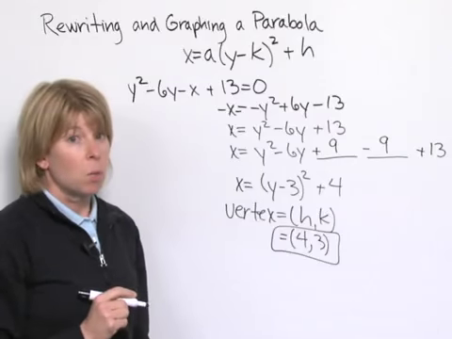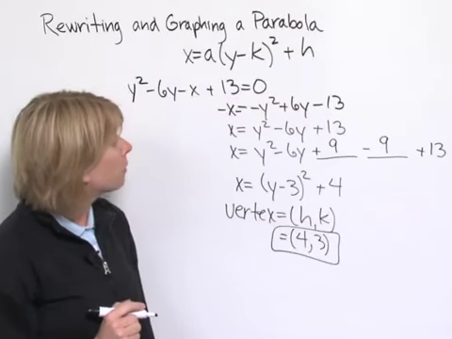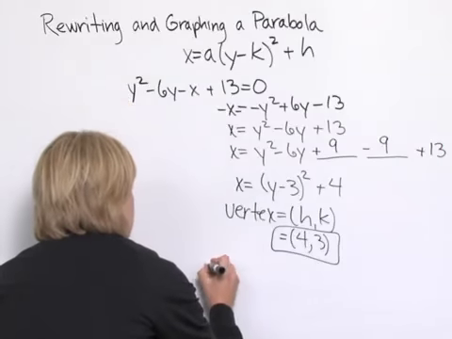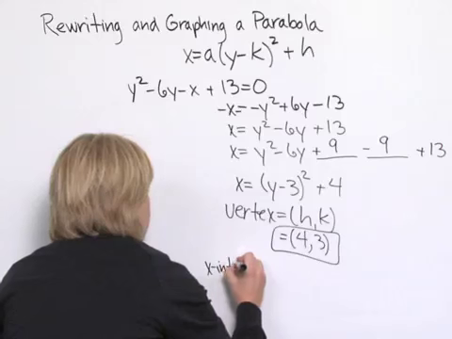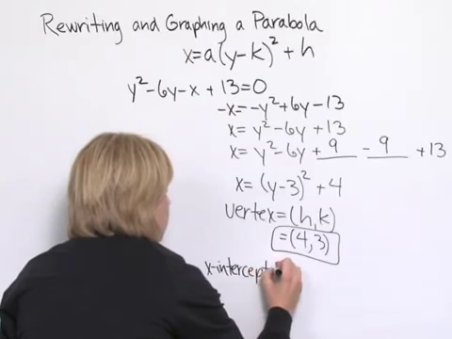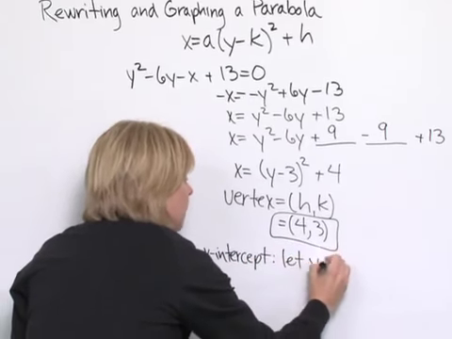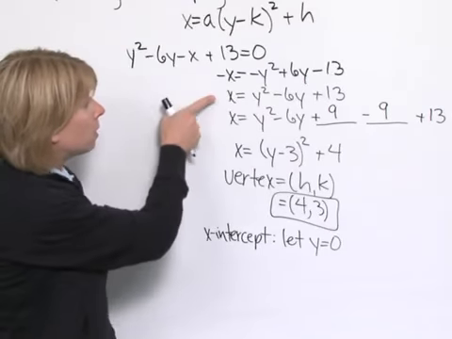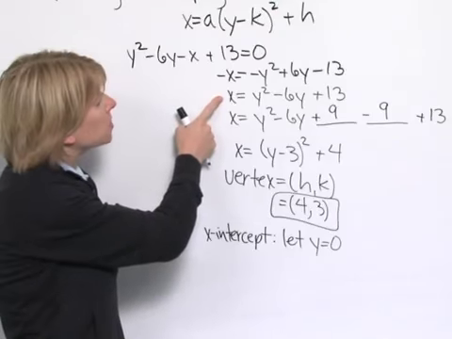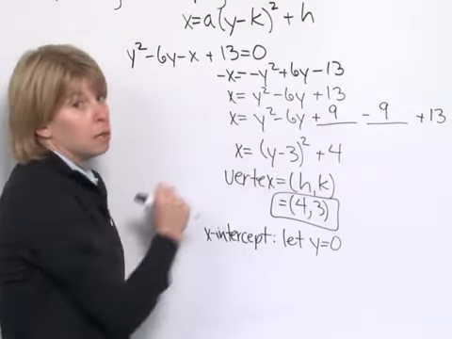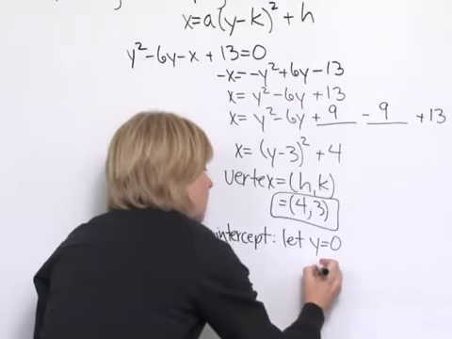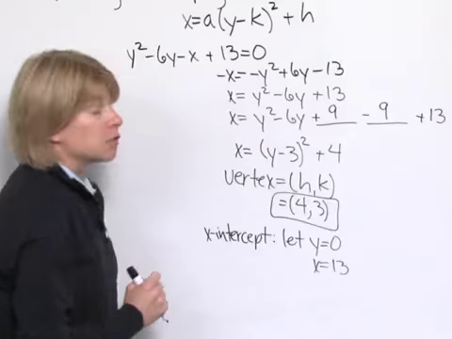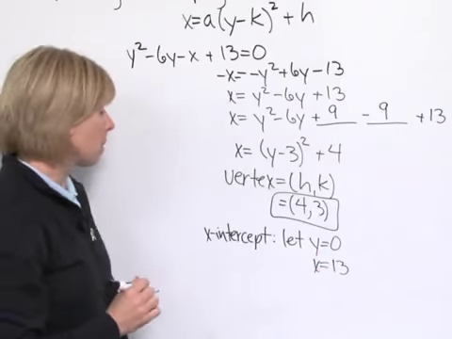And the hint also says to find one other point on the graph. Probably the easiest point to find is the x-intercept. To do that, we let y equal 0. And if we look at this equation and let y equal 0, we can easily see that x would be 13. And we can write that x-intercept as an ordered pair, (13, 0).